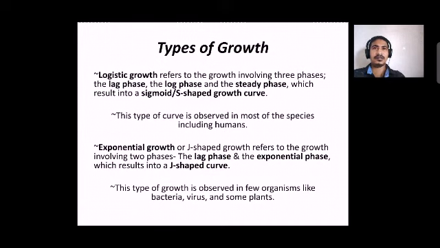Logistic growth refers to the growth of a population involving three phases, that is the lag phase, log phase, and the steady phase, which results into a sigmoid or S growth curve. This type of curve is observed in most of the species, including humans. Whereas exponential growth or J-shaped growth refers to the growth involving two phases, that is the lag phase and the exponential phase, which results into a J-shaped curve. This type of growth is observed in few organisms like bacteria, viruses, and some plants.